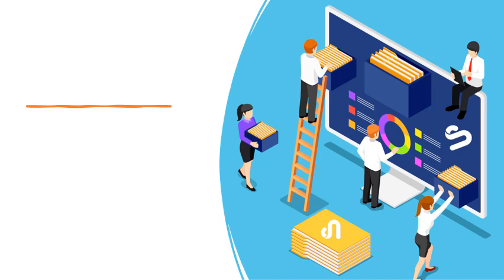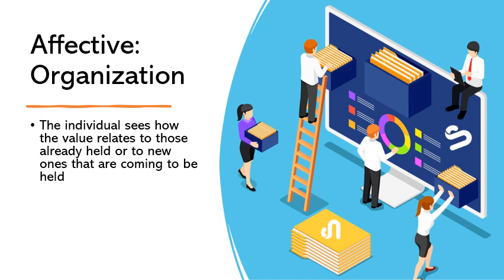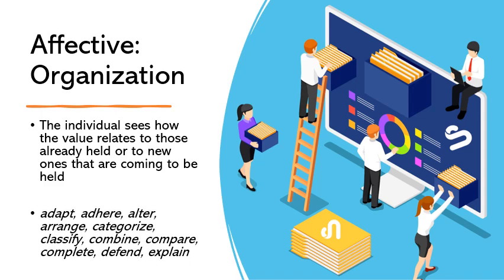The fourth level in the affective domain is organization. The individual sees how the value relates to those already held or to new ones that are coming to be held. The following verbs are being used for organization: adapt, adhere, alter, arrange, categorize, classify, combine, compare, complete, defend, explain. I will give you 5 seconds to read these words again. Okay, next.